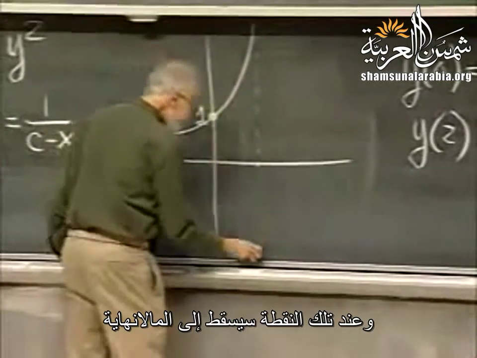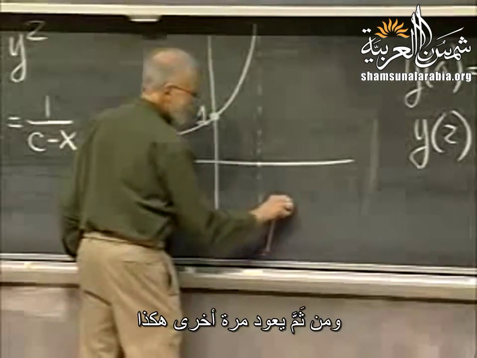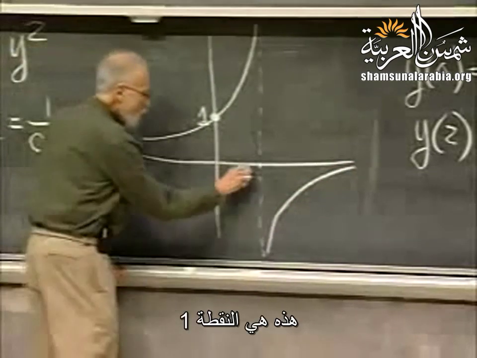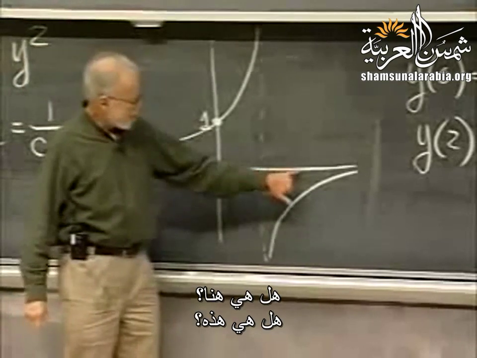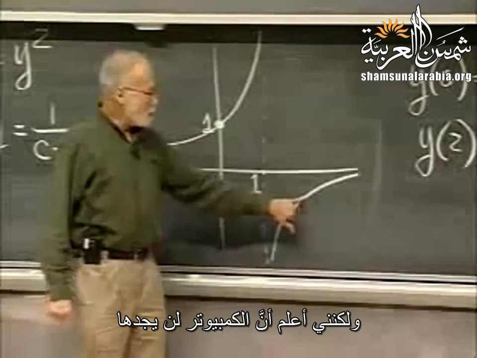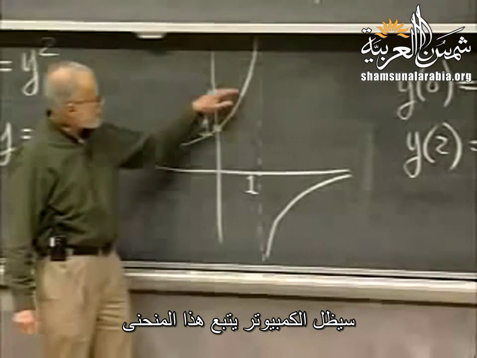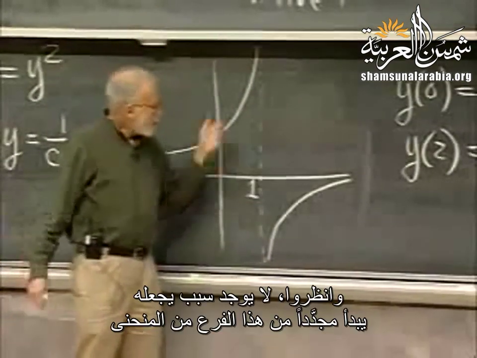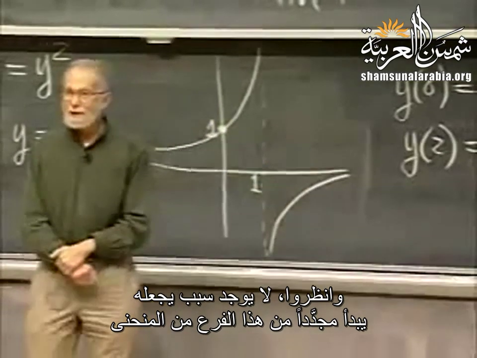At that point, it drops to infinity, in a manner of speaking, and then sort of comes back up again like that. What is the value of y? This is the point 1. What is the value of y of 2? Is it here? Is it this? Well, I don't know, but I do know that the computer will not find it. The computer will follow this along and get lost in infinity, and see no reason whatever why it should start again on this branch of the curve.